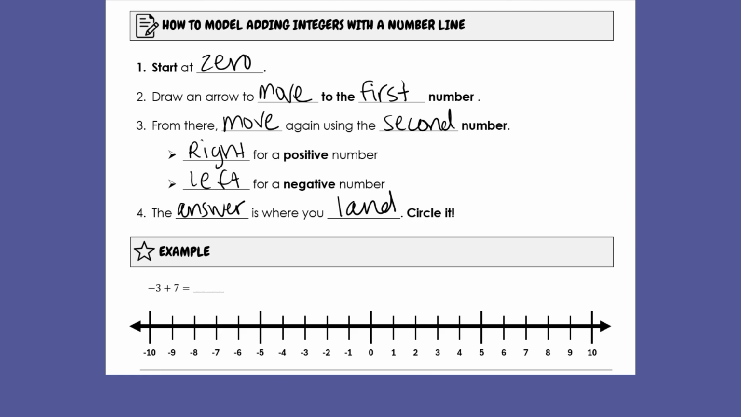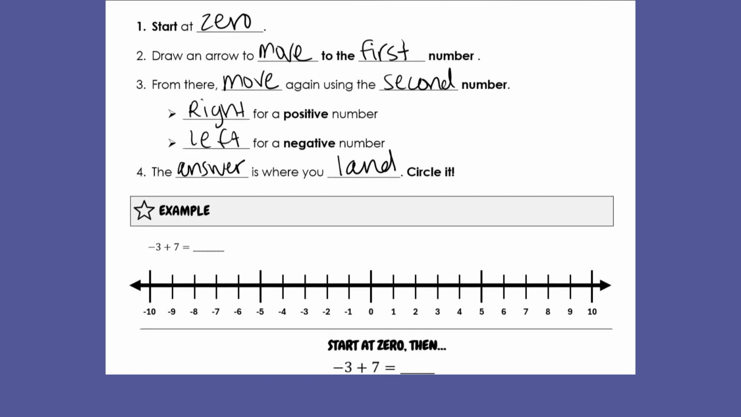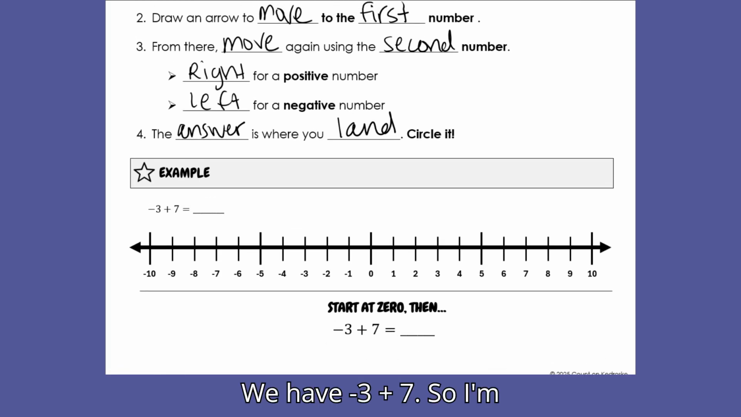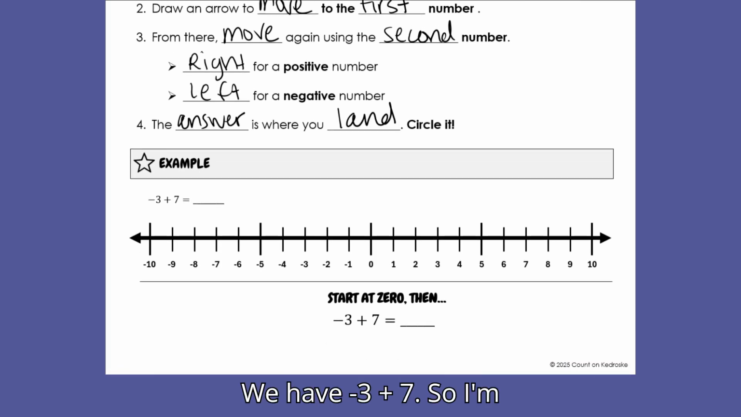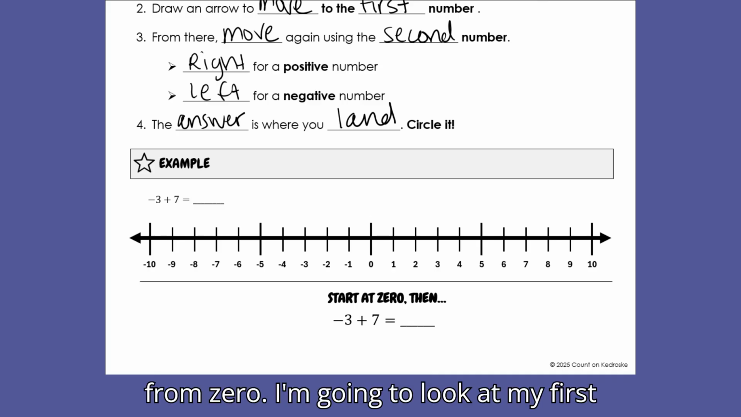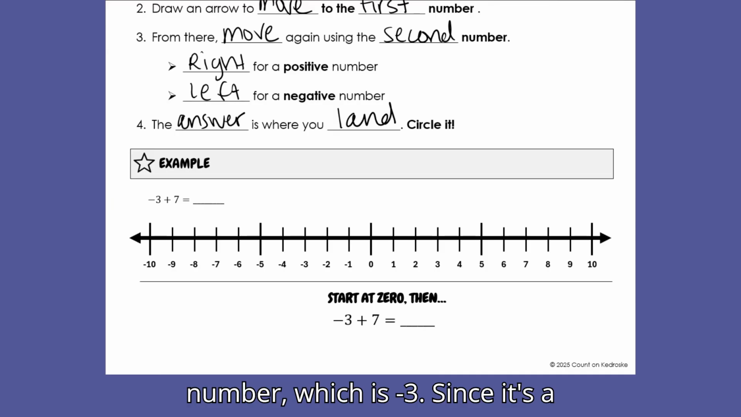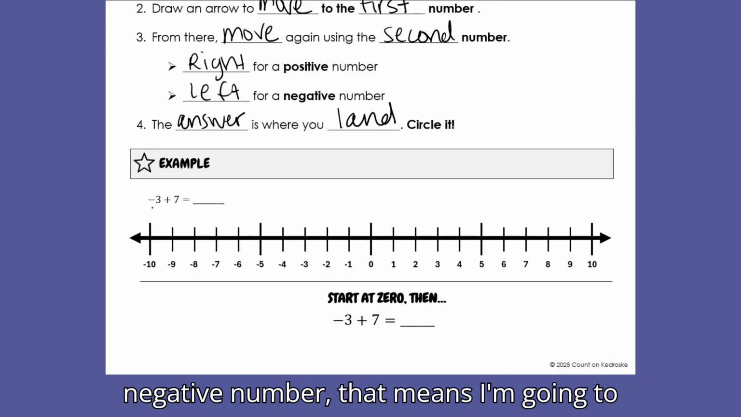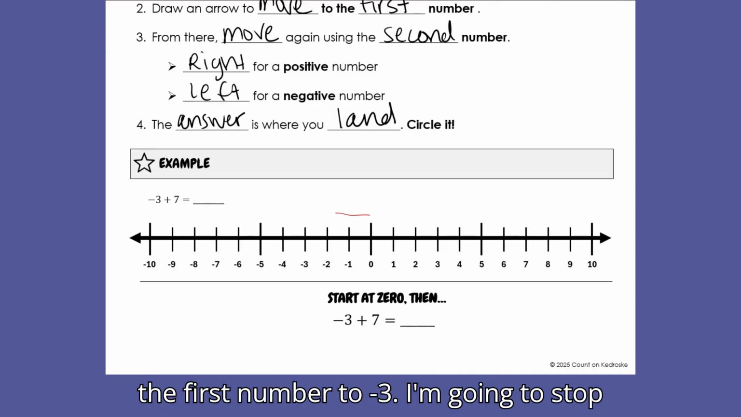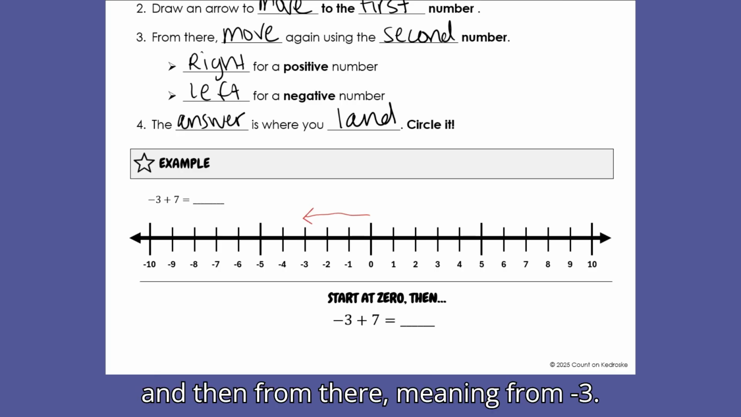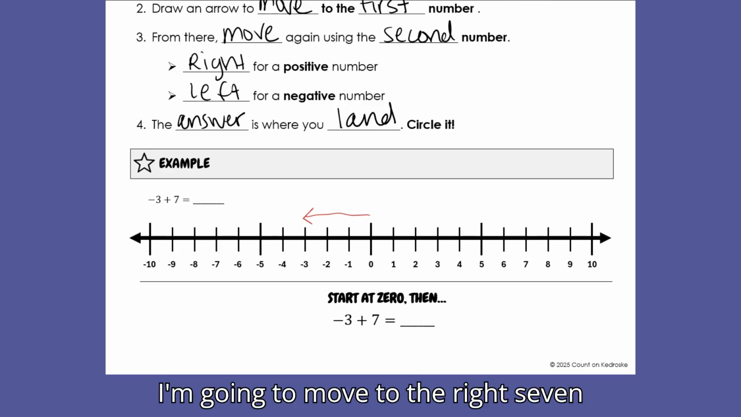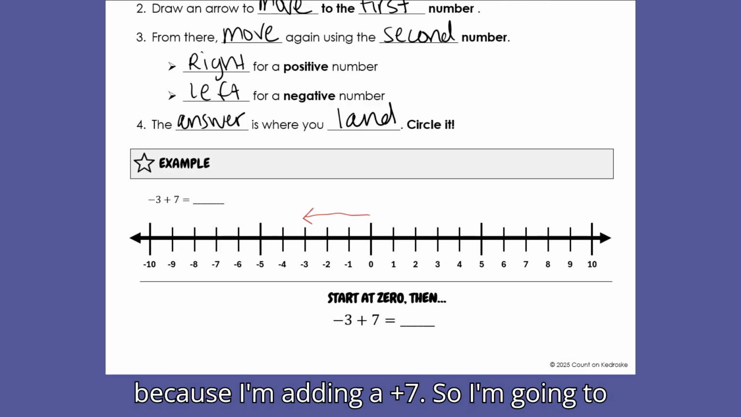Okay, so let's look at our first example. We have negative 3 plus 7. I'm going to start at 0. From 0, I look at my first number, which is negative 3. Since it's a negative number, I'm going to move left 3, to negative 3. I'm going to stop. Then from negative 3, I'm going to move to the right 7 because I'm adding a positive 7.